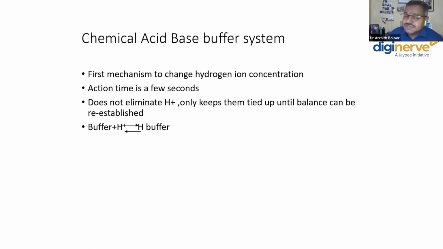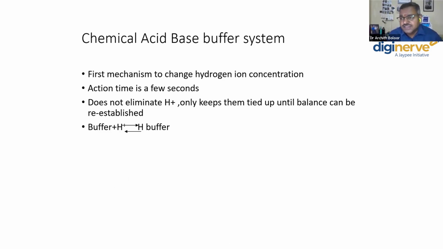Now, the chemical acid-base buffer system is a very important buffer system which acts immediately, even before the metabolic or respiratory changes happen, within a few seconds. Please remember, if they ask you what is the first buffer system which comes into action to counteract or rectify the acid-base disturbance, it is the chemical acid-base buffer system.